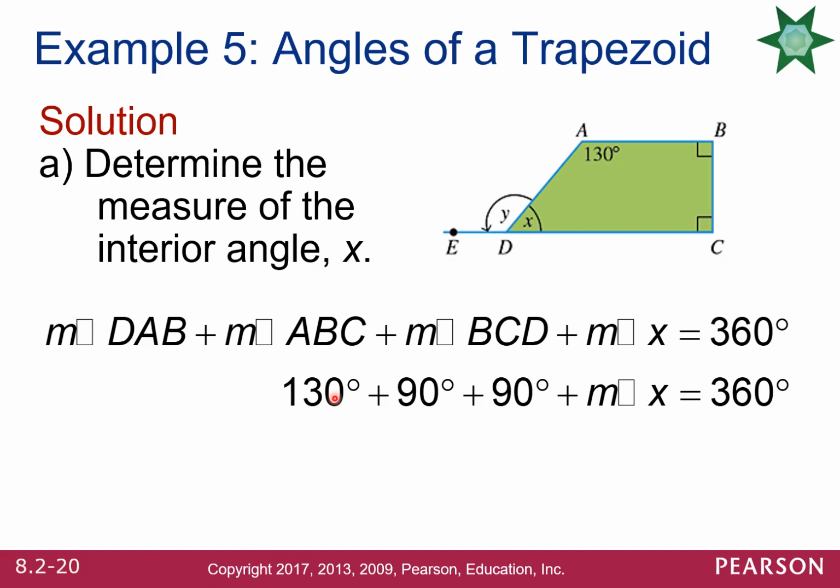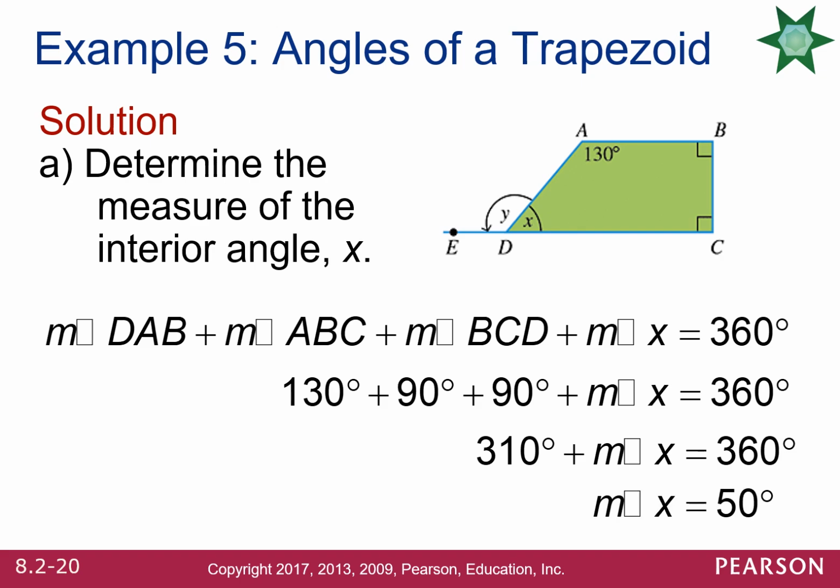They plugged in the different values, and the values of angle ABC and angle BCD, in other words angle B and angle C, are 90 degrees each. So from here on they just solve for X and they got 50 degrees, same as what we got when we worked on it.